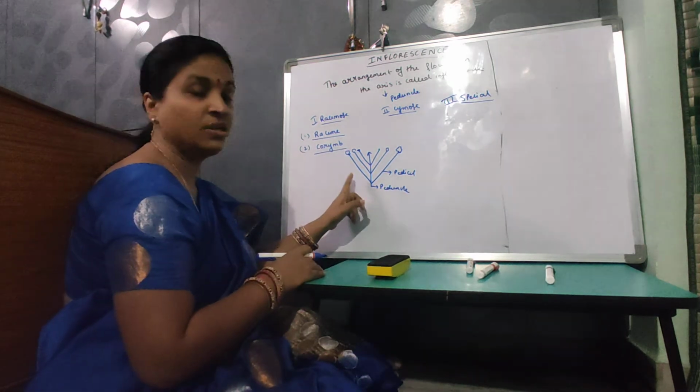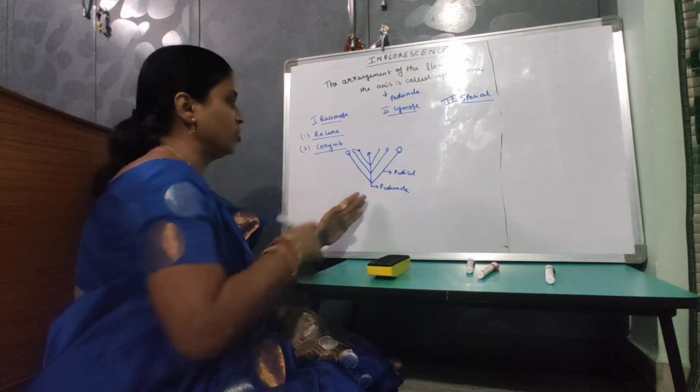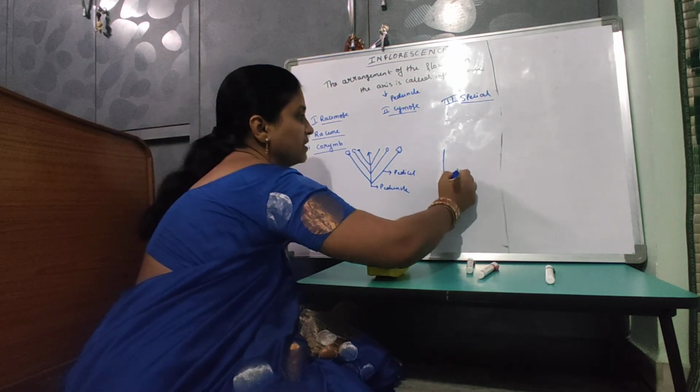Sometimes it is unbranched, simple corymb. If it is branched, like this.